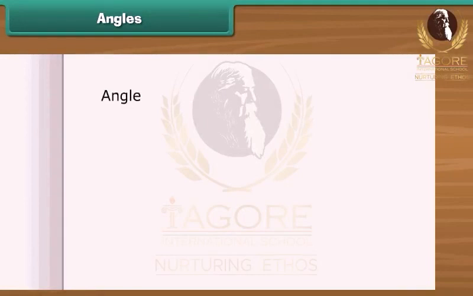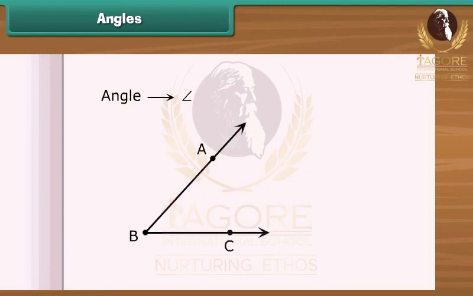An angle is represented by the given symbol. This is an angle ABC. It is represented as angle ABC. Here, B is a vertex. A is a point on one ray, while C is a point on another ray.